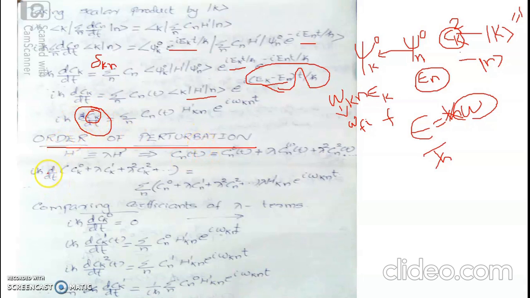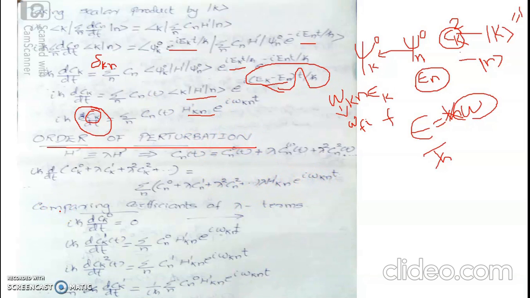So this becomes iħ d/dt of Ck, which is Ck0 plus lambda Ck1 of t plus lambda squared Ck2 of t plus etc. That's equal to, on the right side, the summation over n of Cn of t, which is Cn0 of t plus lambda Cn1 of t plus lambda squared Cn2 of t plus etc., into H prime kn, which is replaced by lambda H prime kn e raised to i omega kn t.